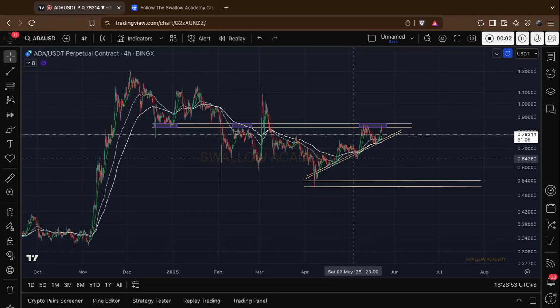Welcome back everyone to another technical analysis, and today we are taking a look at Cardano coin.